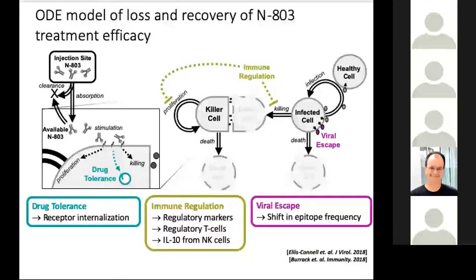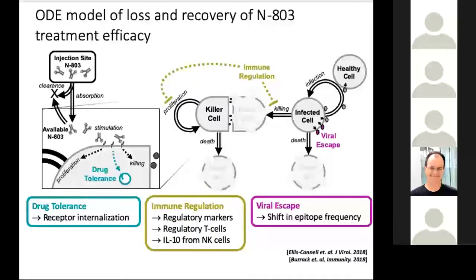And so there's one more treatment change that we can talk about. If our model suggests that immune regulation is such a strong driver of why N803 stops working after some time, then we can ask if there was a way that we can block this regulatory response. Can we improve the treatment outcomes?